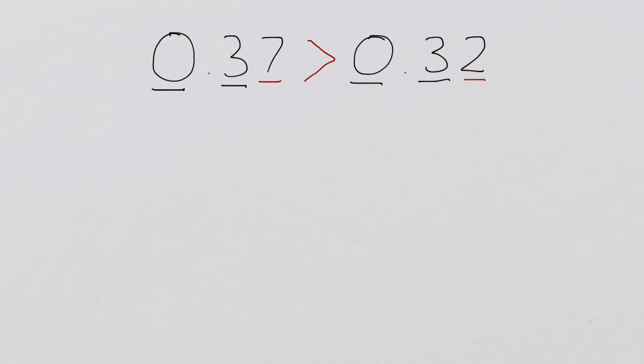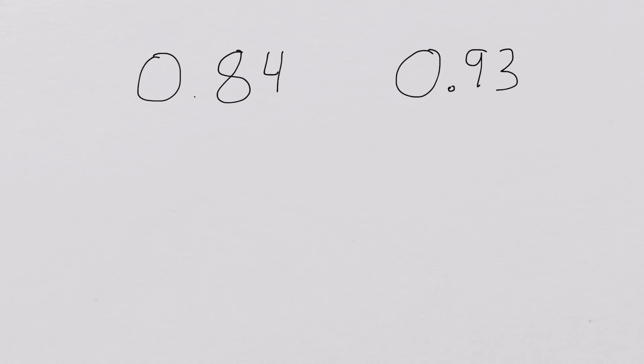Try this next one on your own. See what you come up with. Here we have 0 and 84 hundredths, and we're comparing it to 0 and 93 hundredths. Which one's bigger? Think about it. Compare your place values, and pause the video.